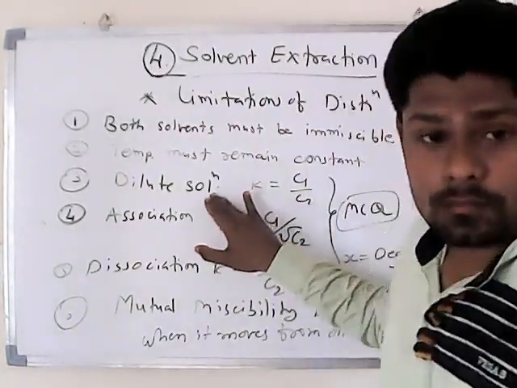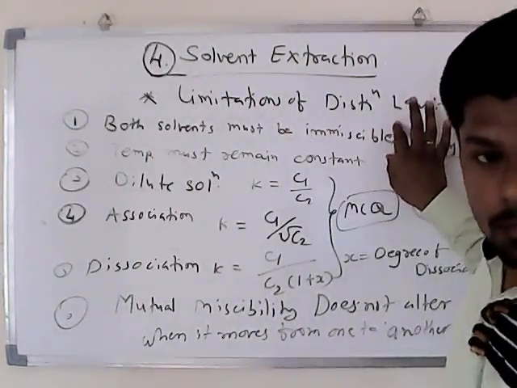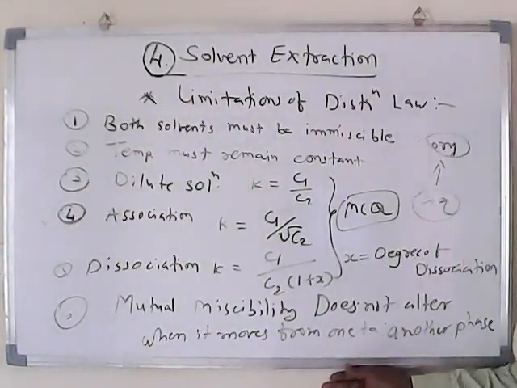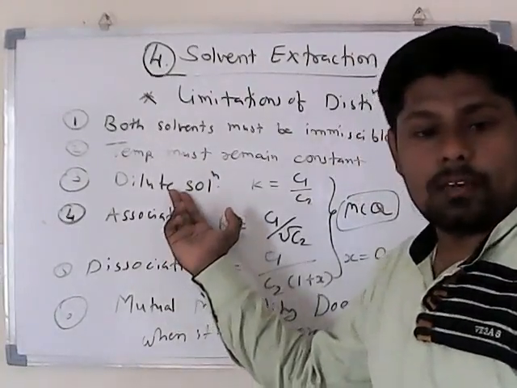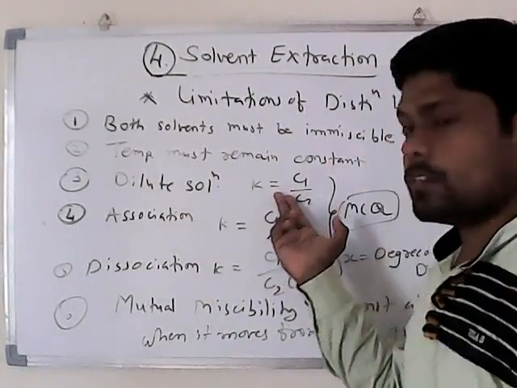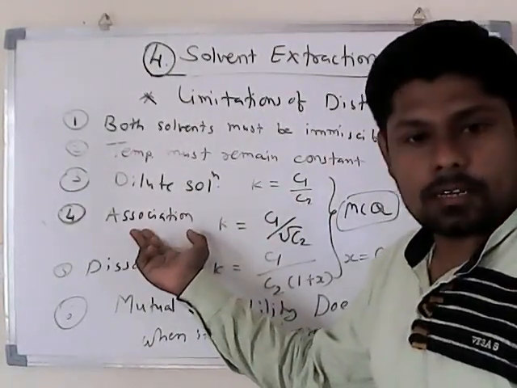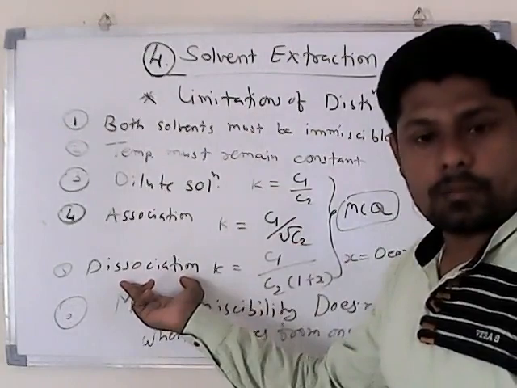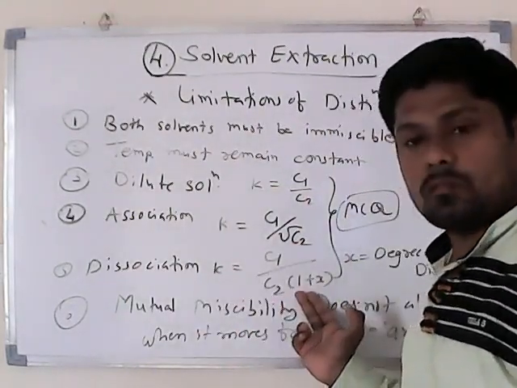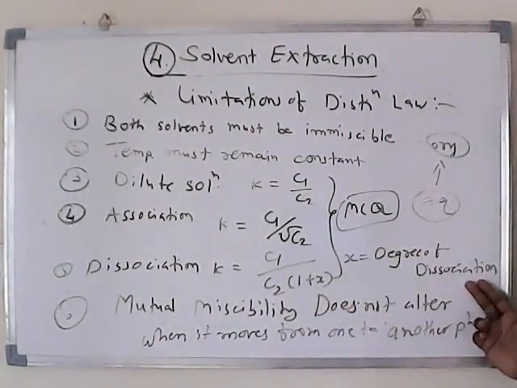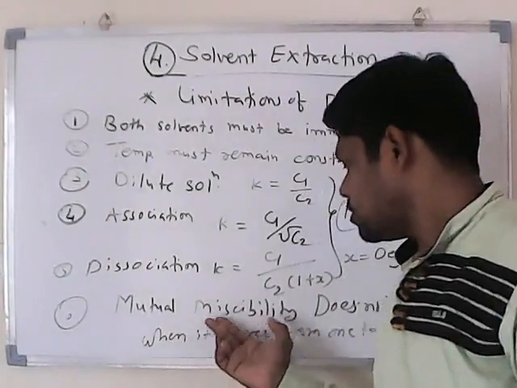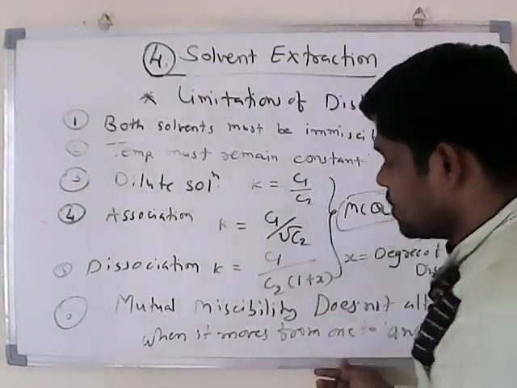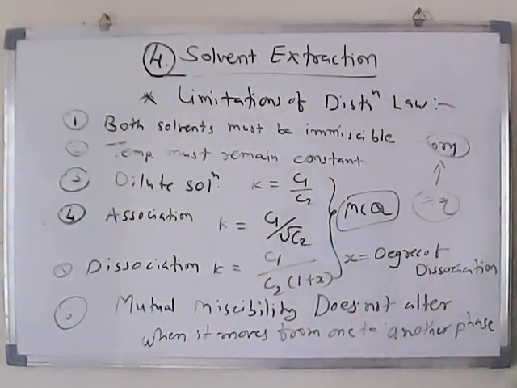Both solvents must be immiscible. Temperature must remain constant. It is only applicable to dilute solutions where the ratio is C1 by C2. If association takes place, then the ratio is modified like C1 by root of C2. If dissociation takes place, then the ratio is modified like C1 by C2 (1 plus X), where X is the degree of dissociation. And the last limitation is that the mutual miscibility does not alter when the solute moves from one phase to another phase. So that is your question number 1.